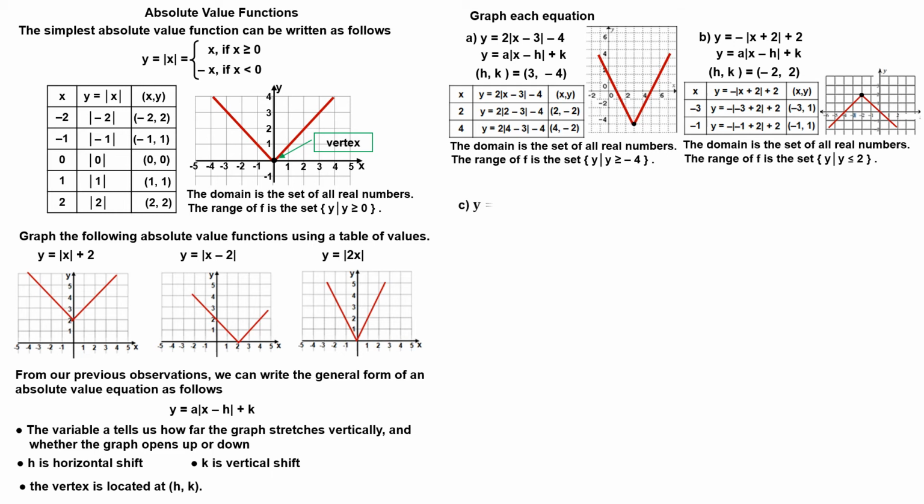Look at item C. Let's compare this equation with the general form. Inside the absolute value bars, we see x plus 1, so h equals minus 1. And outside the absolute value bars, there is no number, so k equals 0. So the x-coordinate of the vertex is minus 1, and the y-coordinate of the vertex is 0.